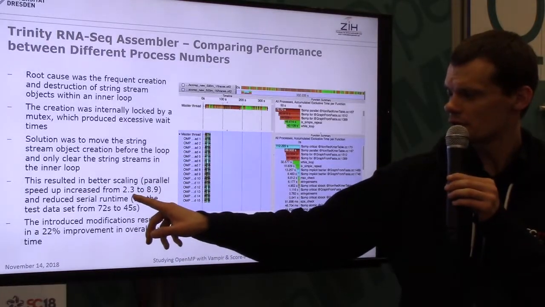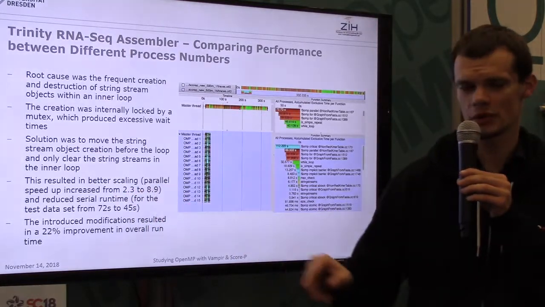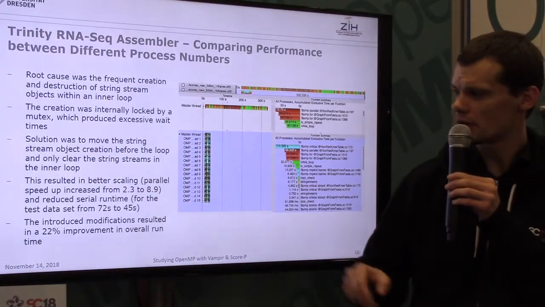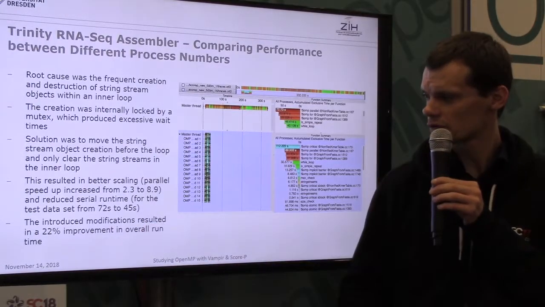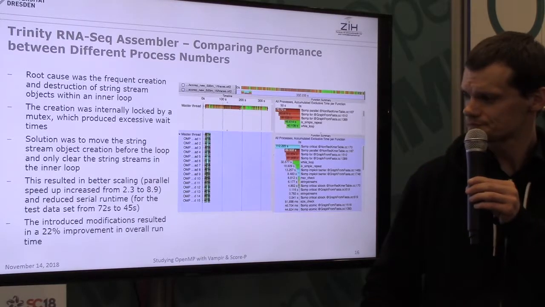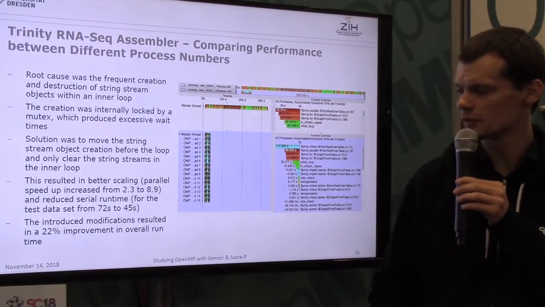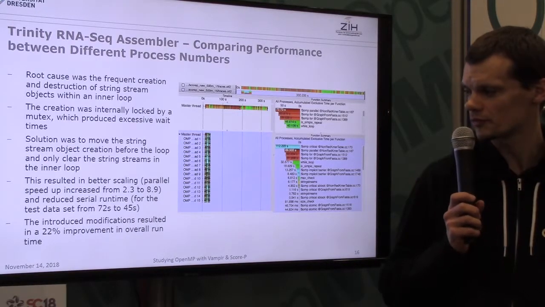For example, here we increased the speedup from 2.3 to 8.9, and the serial runtime was decreased from 72 seconds to 45 seconds. So in principle in this example we were able to achieve a 22% performance improvement for the overall runtime.